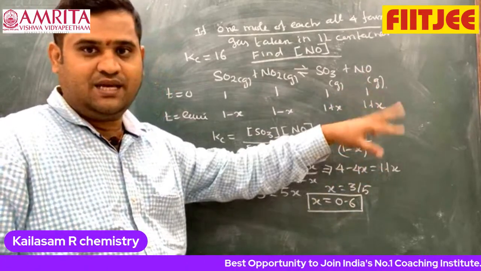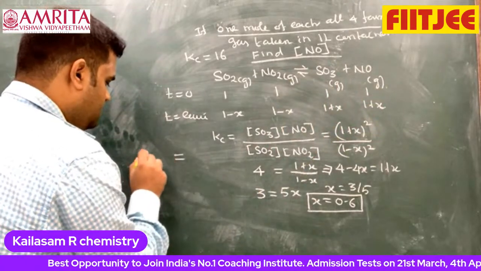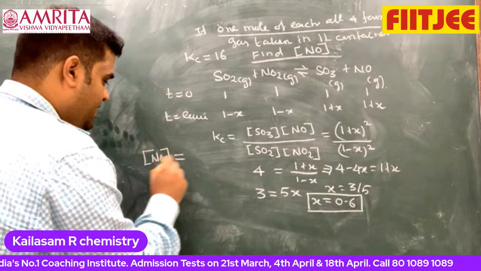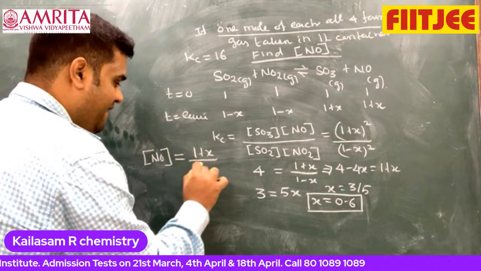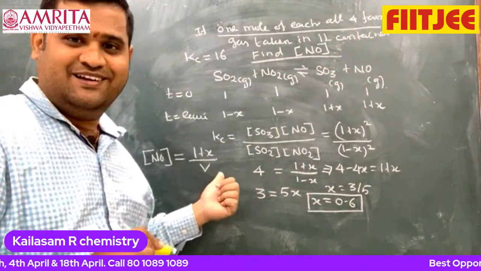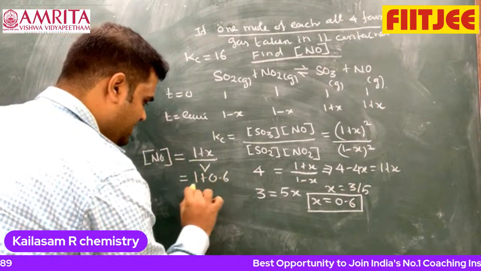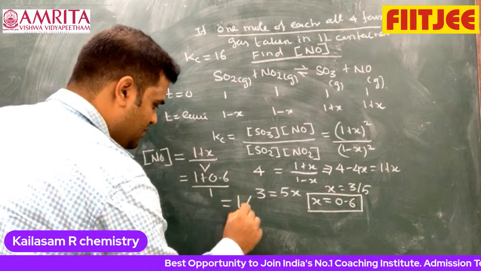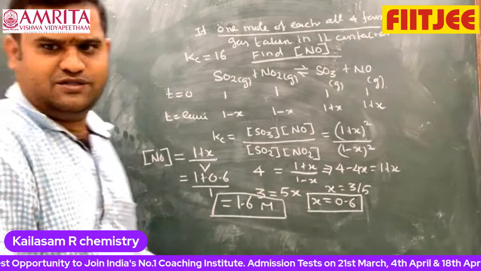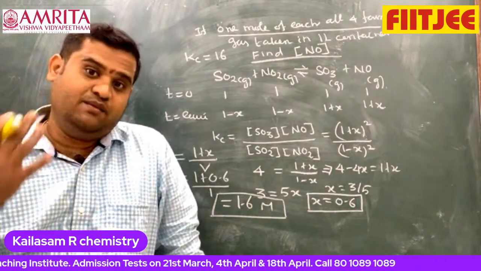Therefore, 1 plus x is the equilibrium amount of NO. Please understand, concentration of NO means we write 1 plus x by V. Here it is 1 liter, no problem. If 2 liter is given, divided by 2 has to come. So therefore, we can write 1 plus 0.6 by 1. So the answer is 1.6 molar. This is how you may expect it from the JEE Mains point of view. This is what they will ask you in JEE Mains.